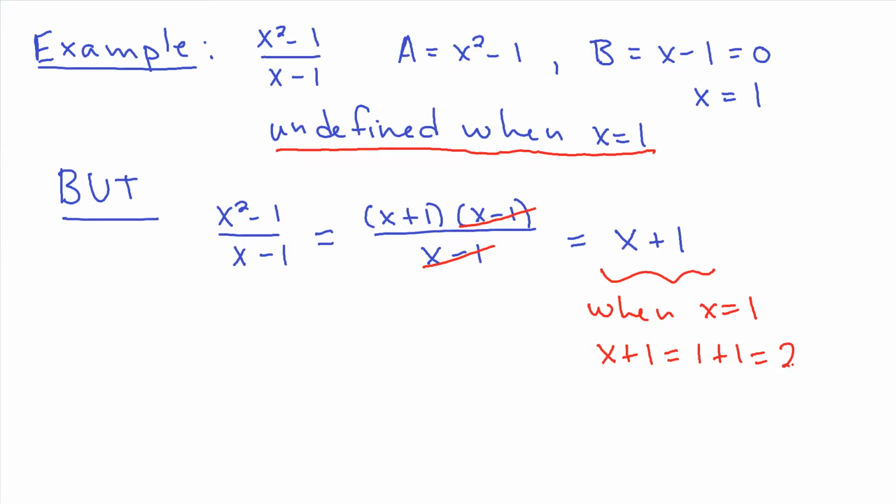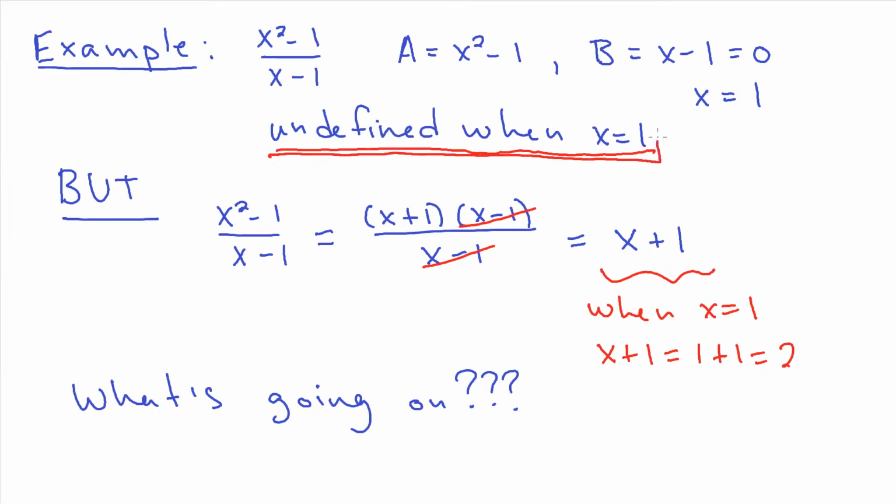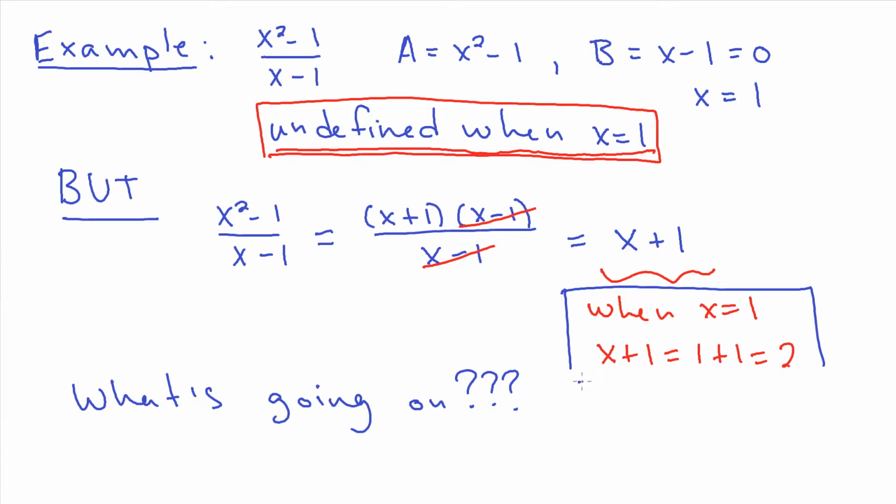And so we look at this and we say, what's going on? On the one hand, our original expression is undefined. That's what we said on the last slide. We said that our original expression is undefined when x is equal to 1. But now, on this slide, we're saying that our expression is equal to 2 when x is equal to 1. So something has to be wrong in what we've done. Let's take a closer look at exactly what is going on here.